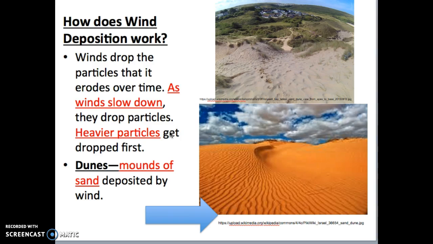And when wind deposition happens, it can form what we call sand dunes, and they're basically mounds of sand that were deposited by wind. And we typically see sand dunes in the desert or where there's lots of sand, but it can also occur nearby other locations. Like this is not in a desert.